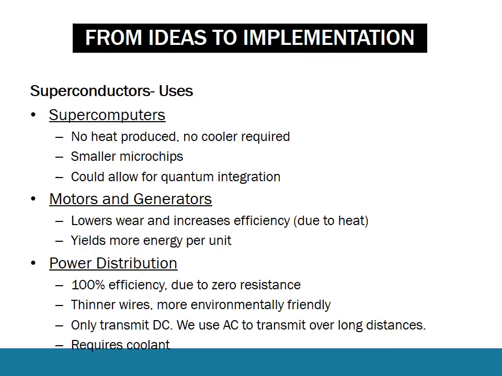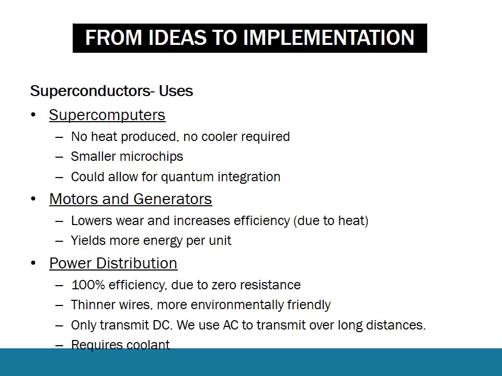Finally, we look at the uses of superconductors. No heat is produced in the transmission of current, so we don't need to cool the superconductors down once they're at their critical temperature. We can produce smaller microchips because of this, and potentially we can use quantum computing through the use of superconductors. In motors and generators, we can increase the efficiency because there's no loss due to heat, and this means that it yields more energy per unit. In terms of power distribution, again, there's no resistance, so it's 100% efficient. We can use thinner wires, which are more environmentally friendly.